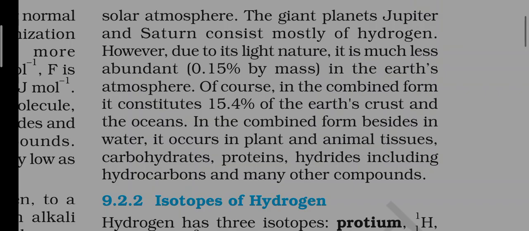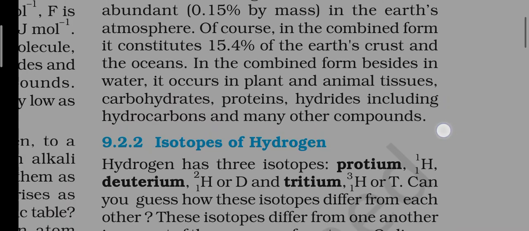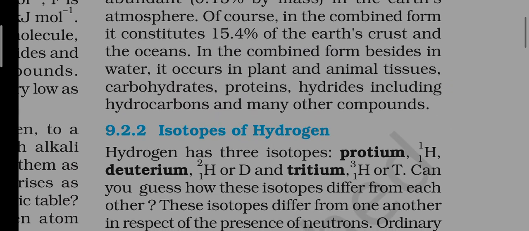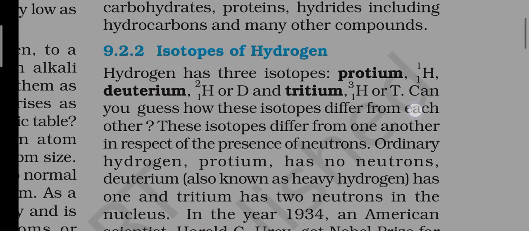Of course, in the combined form, it constitutes 15.4% of the Earth's crust and the oceans. In the combined form, besides in water, it occurs in plant and animal tissue, carbohydrates, proteins, hydrides, including hydrocarbons, and many other compounds. Next topic is isotopes of hydrogen.